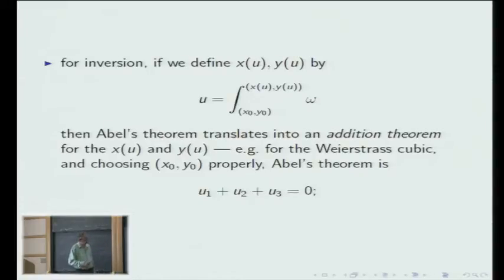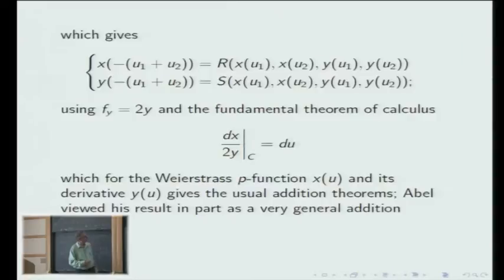The second point was to define implicitly x and y as functions of the value of the integral. So you invert the integral. And Abel's theorem then translates into an addition theorem for these functions, which are the upper limits. It's a functional equation that they satisfy. So for example, for the cubic I had a minute ago, if you choose your reference point properly, this is simply the functional equation that you get. Okay? And what that gives then for the x-coordinate and the y-coordinate at the sum u1 plus u2 with a minus sign is that those are rational functions of the coordinates at u1 and u2. That's the addition theorem for the Weierstrass p function.